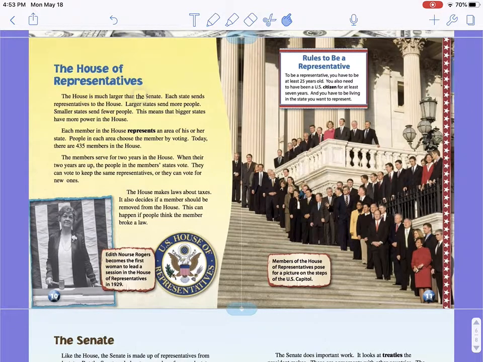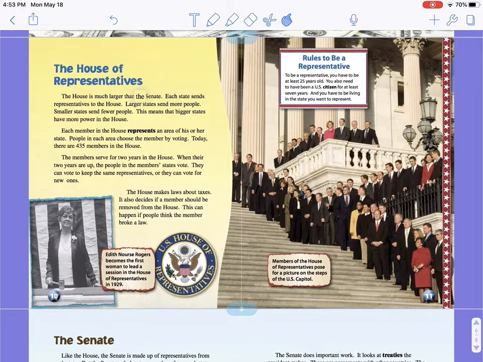Each member in the House represents an area of his or her state. People in each area choose a member by voting, so this would be more local government. Today there are 435 members in the House. The members serve for 2 years in the House. When their 2 years are up, the people in the member states vote. They can vote to keep the same representatives, or they can vote for new ones.